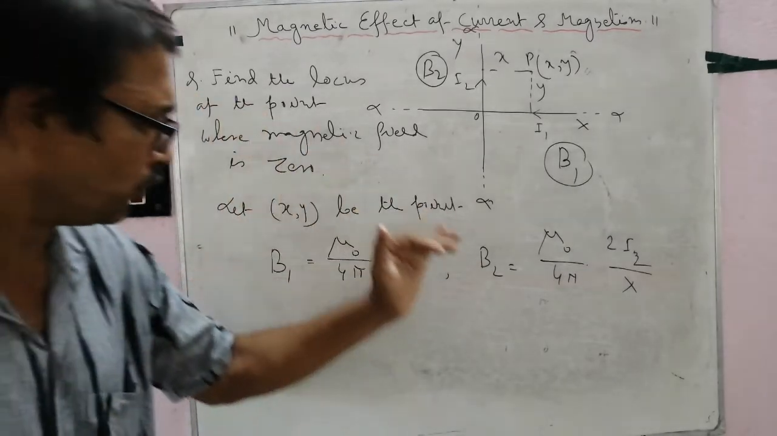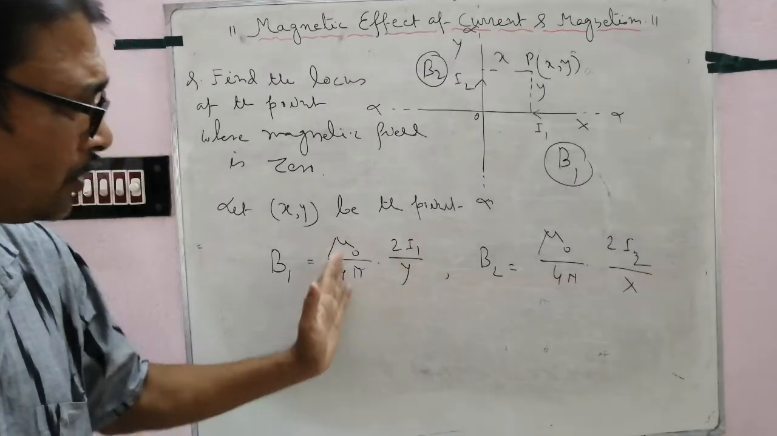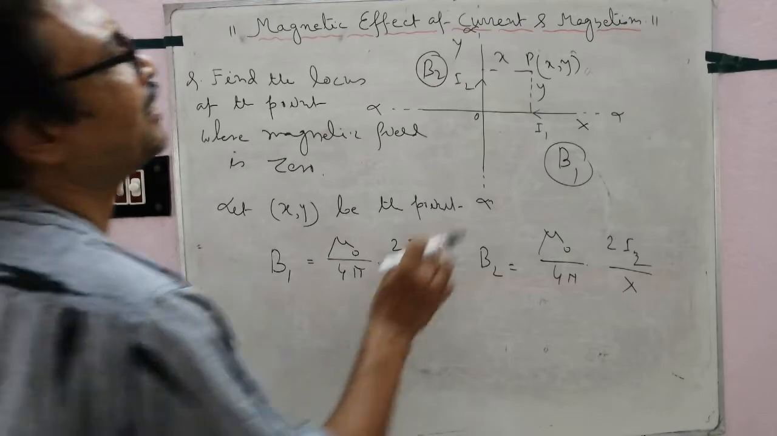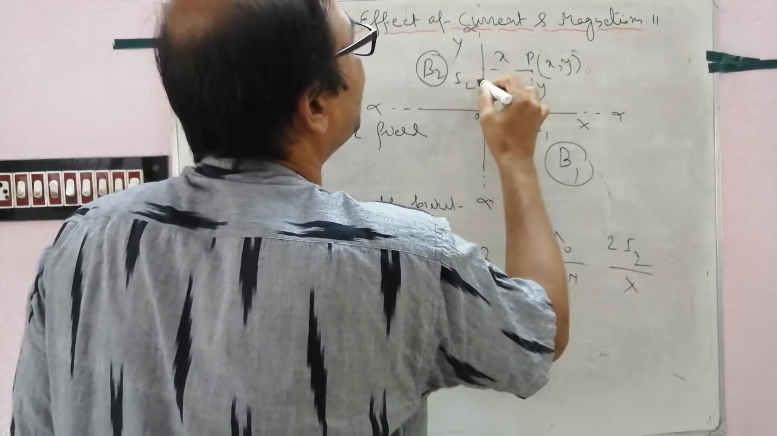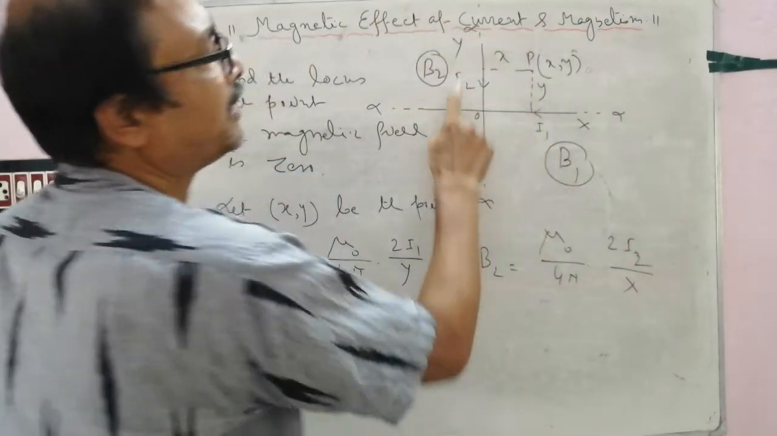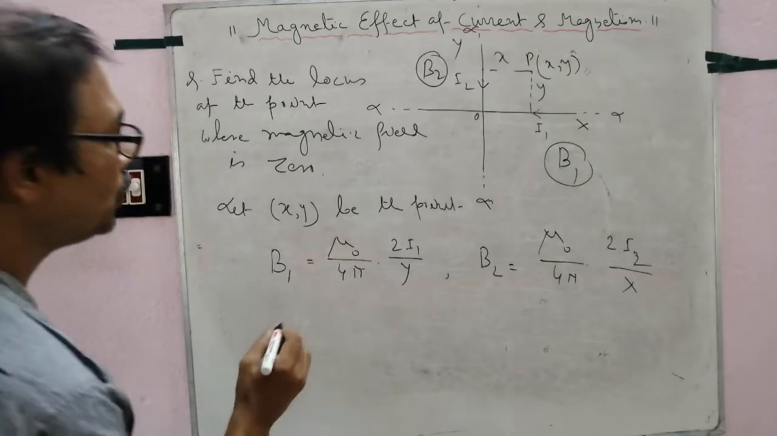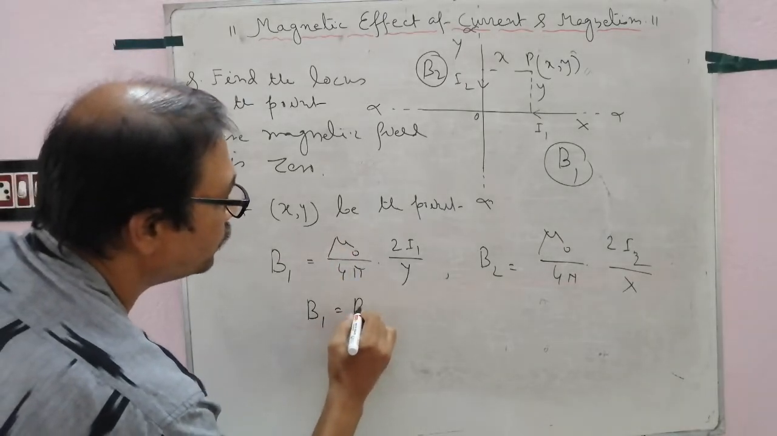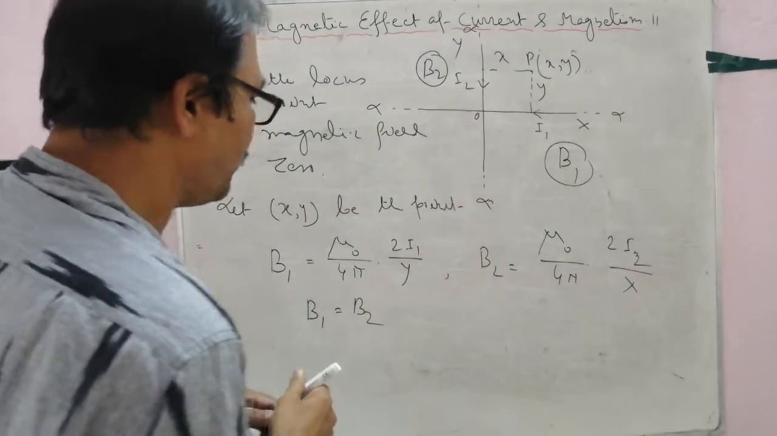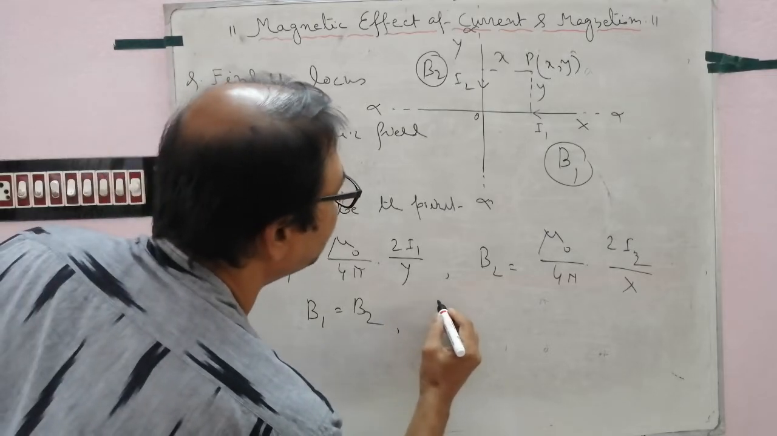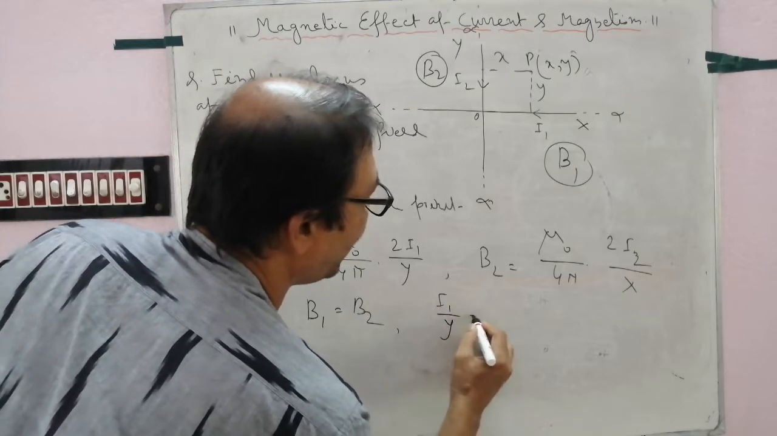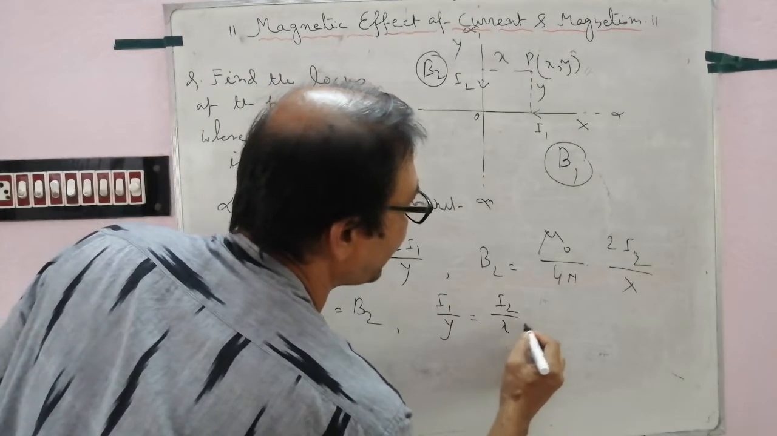This formula has already been proved in my previous classes. For the field to be nil, B1 equals B2 and they are opposite to each other according to direction. Suppose this field is downward and this field upward, with the current directions in this way. So B1 equals B2. Two wires in this way, current flowing I1, I2, what is the locus? B1 equals B2, we get I1 by Y equals I2 by X.